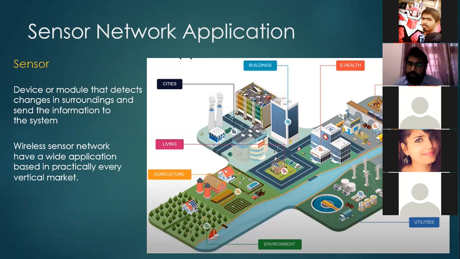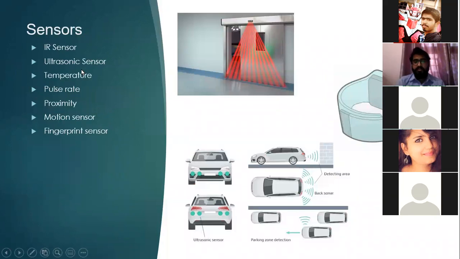Okay. Gyro sensor, RF sensor, accelerometer sensor in a smartphone. So yeah, we have all the sensors in our surroundings. We can say we are surrounded with lots of sensors. Here I have listed a few of the sensors, and you can see the application on the right side. So IR sensor, ultrasonic sensor, temperature, pulse rate, motion, fingerprint, proximity, and we are using lots more sensors, right?